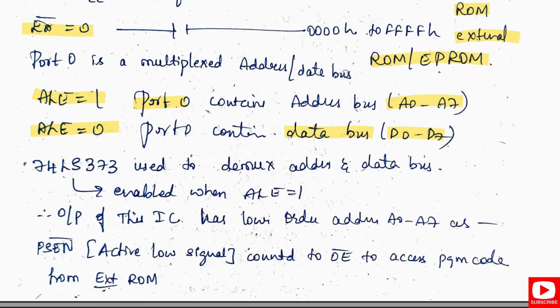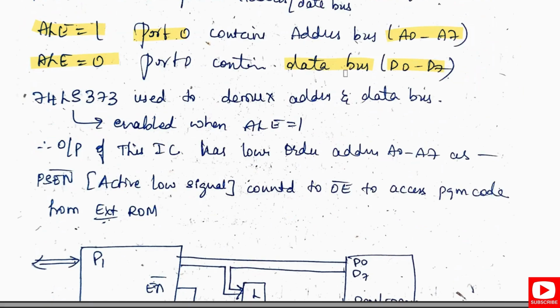The 74LS373 is used to demultiplex the address and the data bus. It is enabled when ALE is 1. Therefore the output of the IC has the lower order address, that is A0 to A7. PSEN, an active low signal, is connected to OE bar to access the program code from the external ROM.